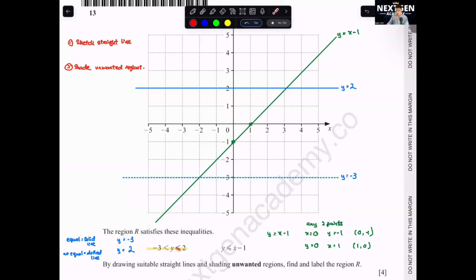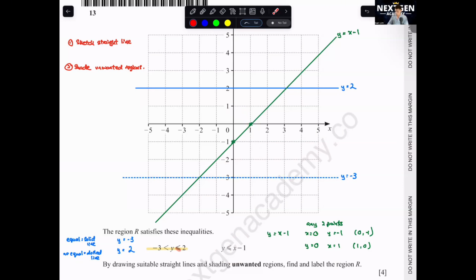Which chapter is this under? Graphical inequality is under graph. Don't worry, this is one of the chapters that I will cover with you all before your exam. I'll go in depth so that we all master it, because it's a lot of marks, especially if it comes out in paper 4. So I will go through this with you all.